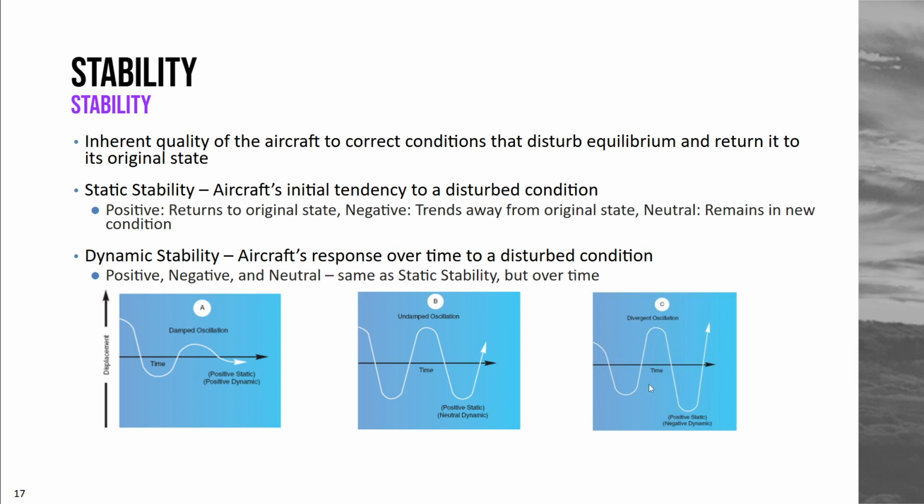So if I look at this example, I push the nose down, its initial tendency is to pitch back up. So I've got positive static stability, but negative dynamic stability. So in our aircraft, we have positive static stability and positive dynamic stability. These Cessna and Trainer aircraft are made with stability in mind.